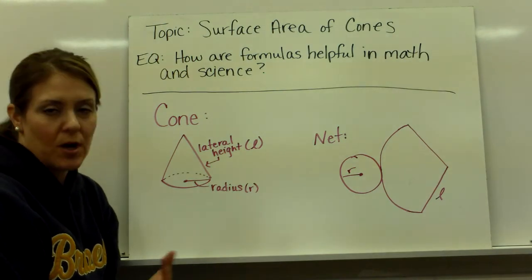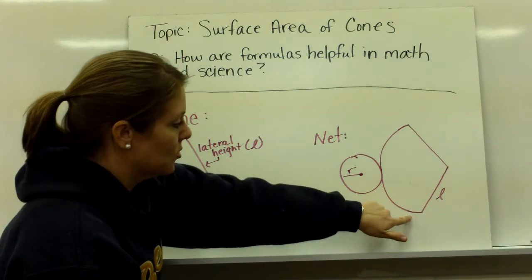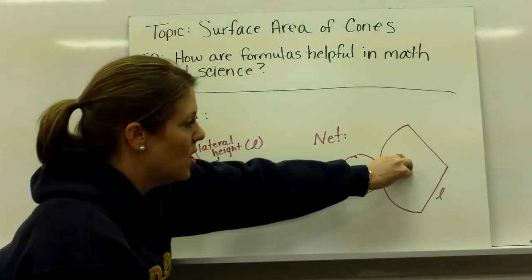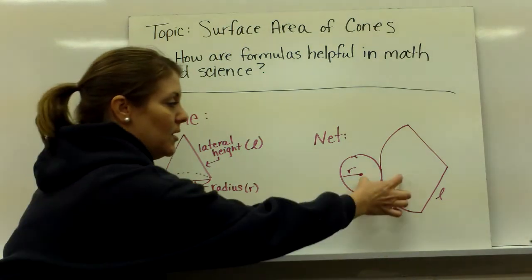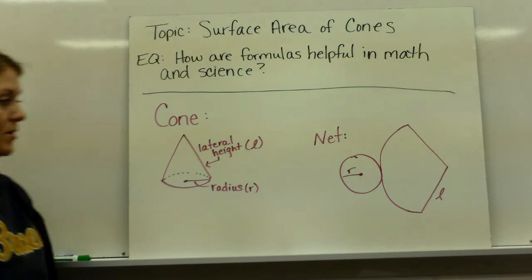Now, that's not a triangle. It kind of looks like it could be, however, this side is curved. So we have our circle base, and we have our lateral surface. We'll be finding the area of each of these, and then adding them together to find the total surface area.